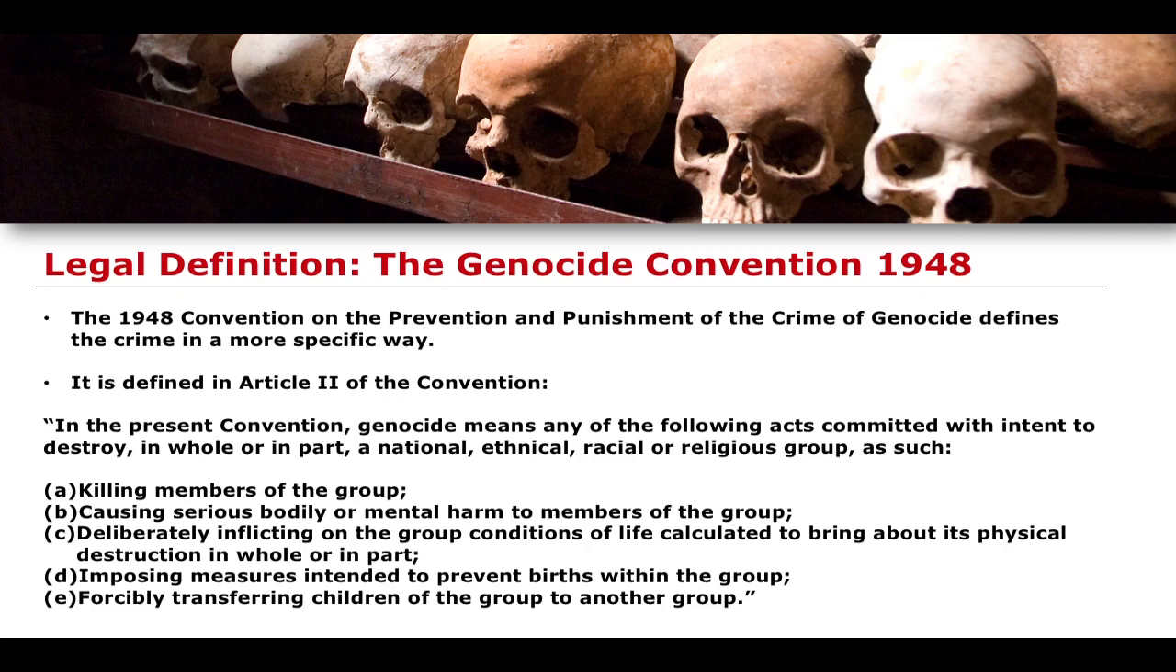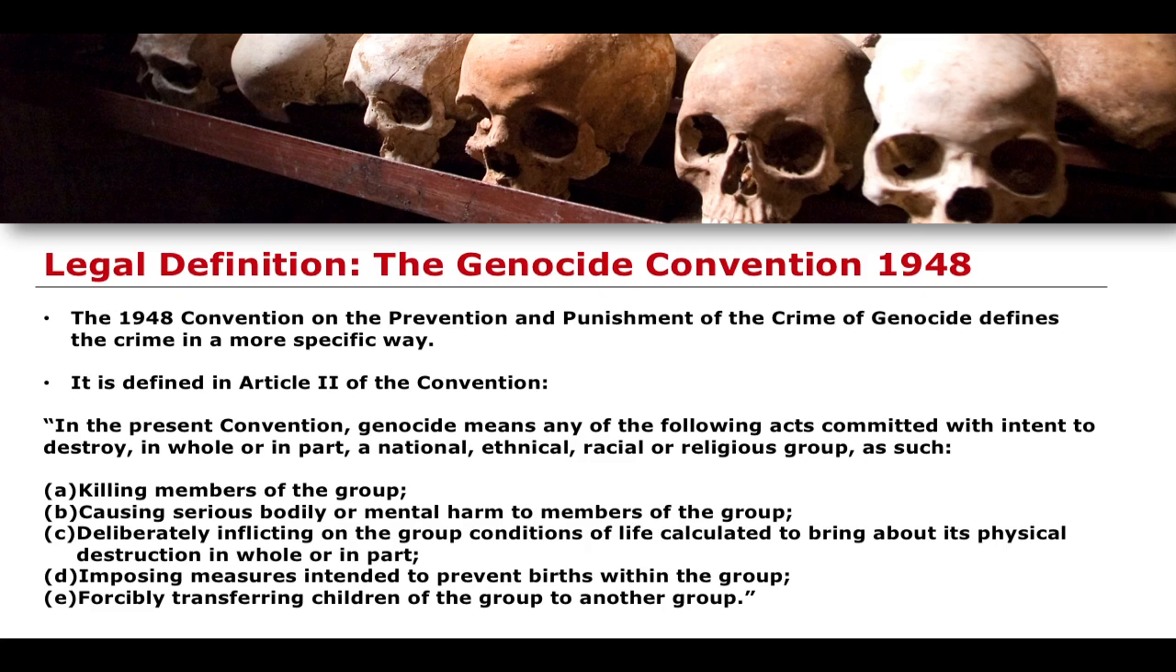It is the intent to destroy in whole or in part. And this is sometimes known as the dolus specialis. It's a very special intent, to commit genocide. And we will look at how the standard is defined by the courts in future lessons and why this standard is so high, and potentially provide something of a justification for a standard that's so high.